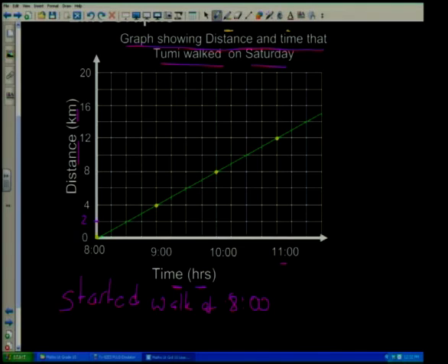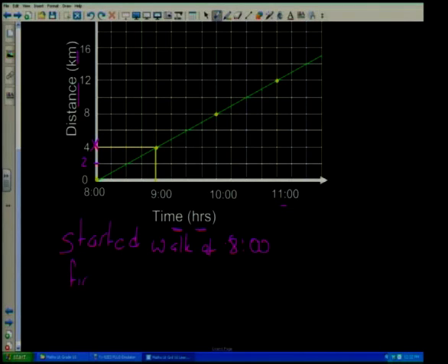After 1 hour, we can read how far she'd gone. Let's get this out. Right, we'll do it with that. At 9 o'clock, how far had she traveled? So we're going to read from our 9 o'clock up to the graph and then across from the graph to the other axis. And we're going to see that after an hour, she had traveled 4 kilometers. So in her first hour, she traveled 4 kilometers.